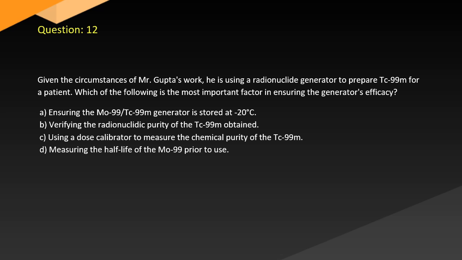Question 12. Given the circumstances of Mr. Gupta's work, he is using a radionuclide generator to prepare Tc-99m for a patient. Which of the following is the most important factor in ensuring the generator's efficacy? A. Ensuring the Mo-99 generator is stored at -20. B. Verifying the radionuclidic purity of the Tc-99m obtained. C. Using a dose calibrator to measure the chemical purity of the Tc-99m. D. Measuring the half-life of the Mo-99 prior to use.